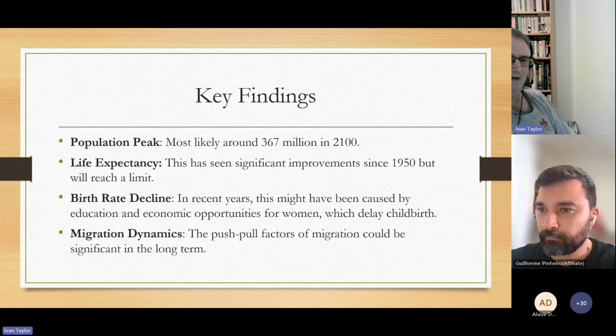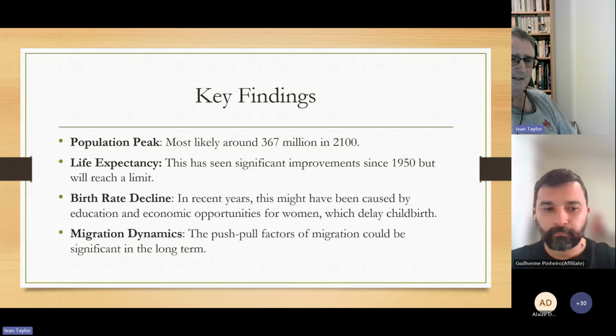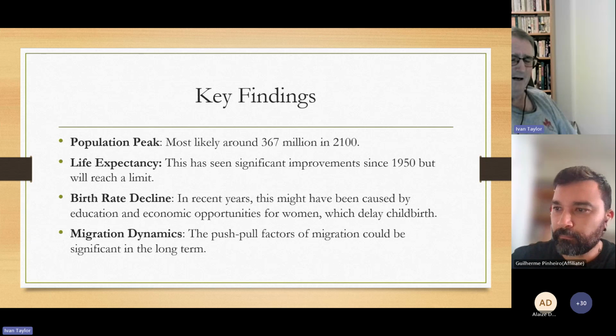So my findings are that, if I had to put money on it, I would say that the population will peak at around 2100 at around 367 million people. And the life expectancy, as I said, has seen significant improvement since 1950, but obviously will reach a limit. And the birth rate decline is in recent years, and this might have been caused by education and economic opportunities for women that delayed childbirth. That's just speculation on my part.